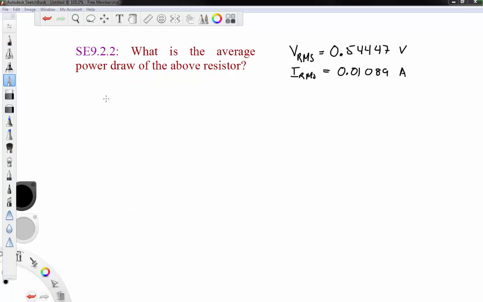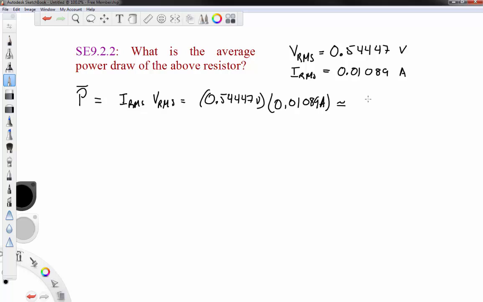So now we need to figure out what is the average power draw of this resistor. So here again are the RMS voltage and current. Remember that the average power is the root mean squared current times the root mean squared voltage. So we'd have 0.54447 volts times 0.01089 amps. And so what we end up getting is 0.005929 watts. So that is the average power drawn by this resistor.